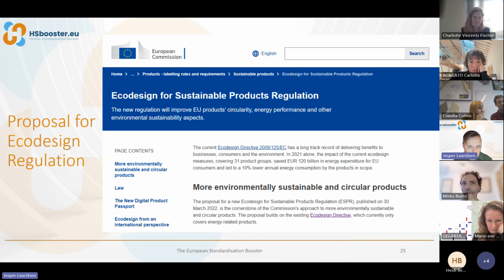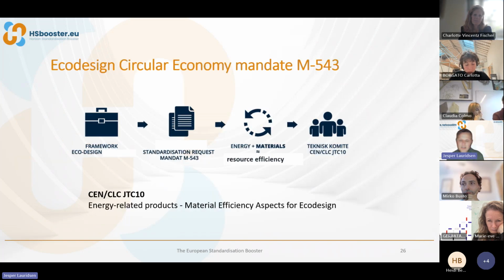So I also want to talk a little bit about the ecodesign regulation, because that's one of the new things coming from the European Commission. Six years ago, the Commission came to us in standardization and asked us to help them build a foundation for how they could work with the circular economy in standards. And they made a mandate, 543.